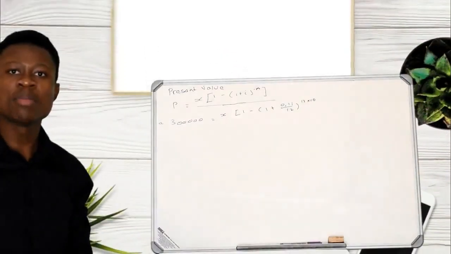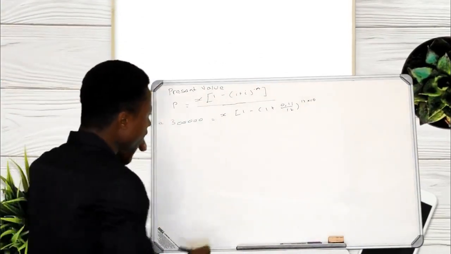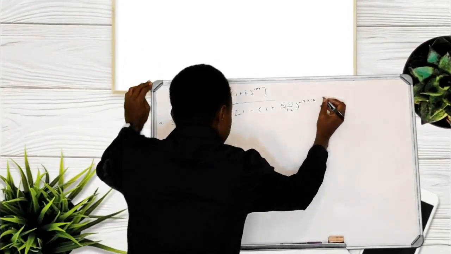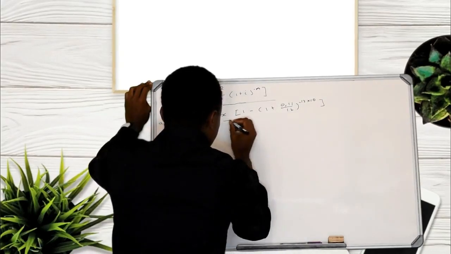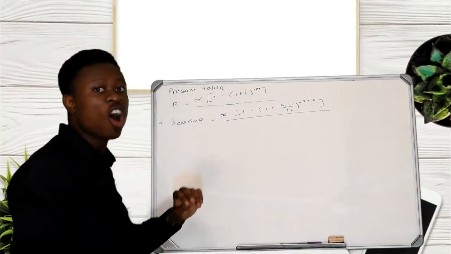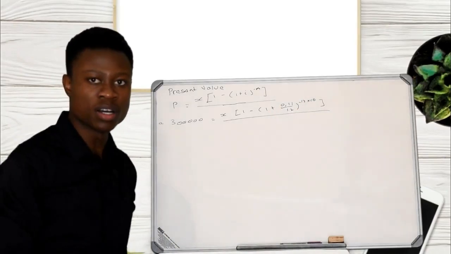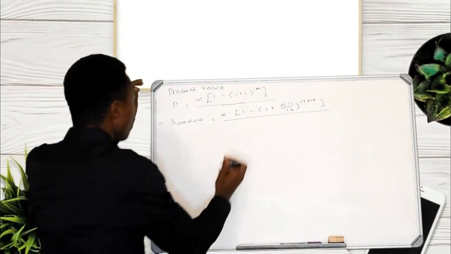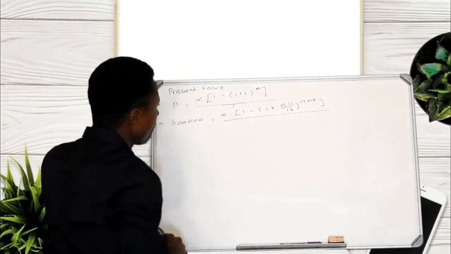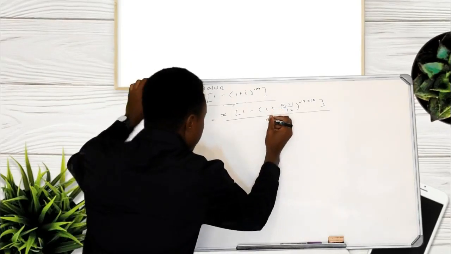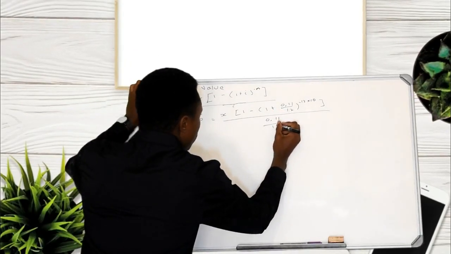Am I missing something? Yes, I'm missing the negative sign. So do not forget the negative sign. It is very important. It will change your answer by a huge number. It will be completely wrong. Sorry, I forgot my i at the bottom there. So my i at the bottom is still 0.11 over 12.